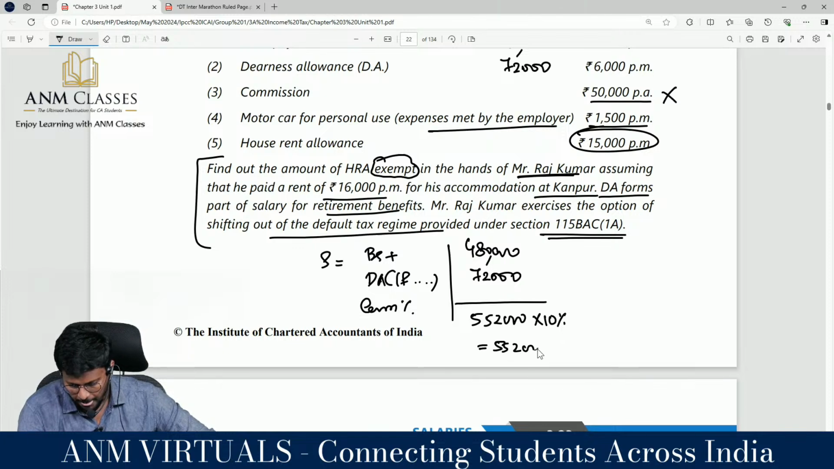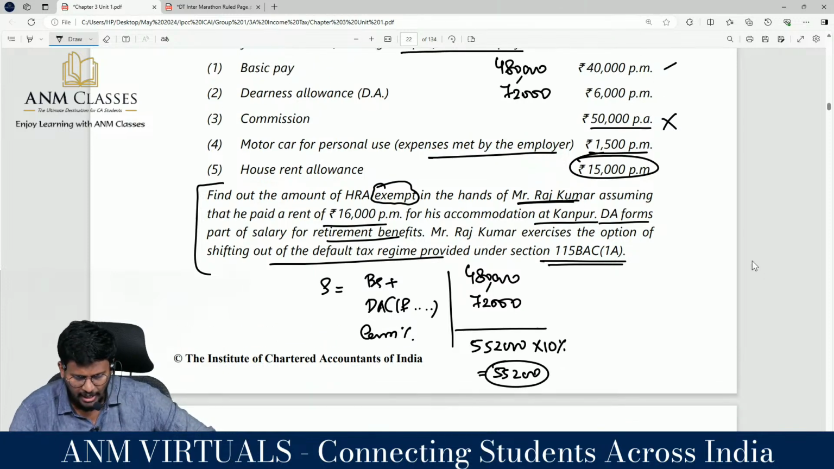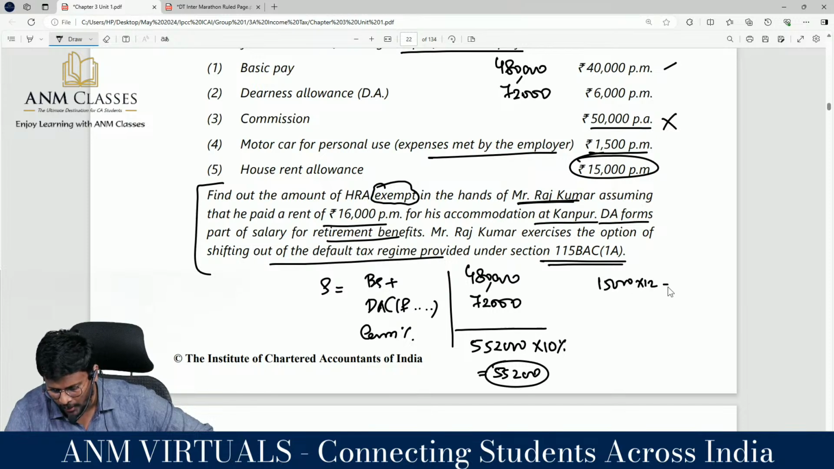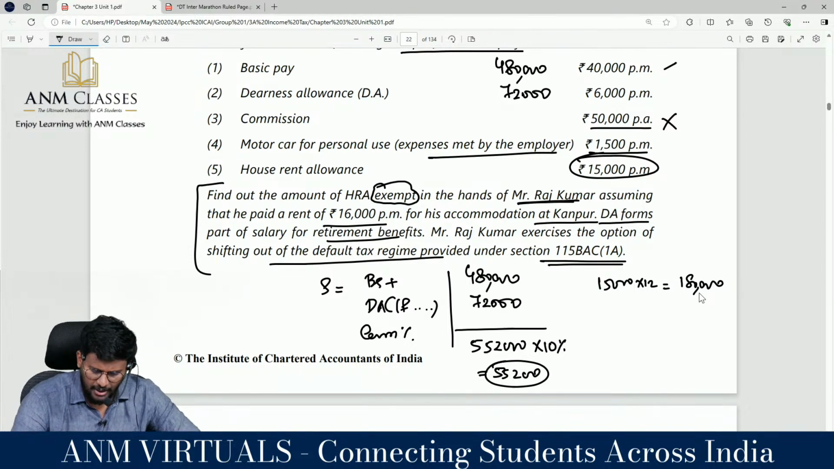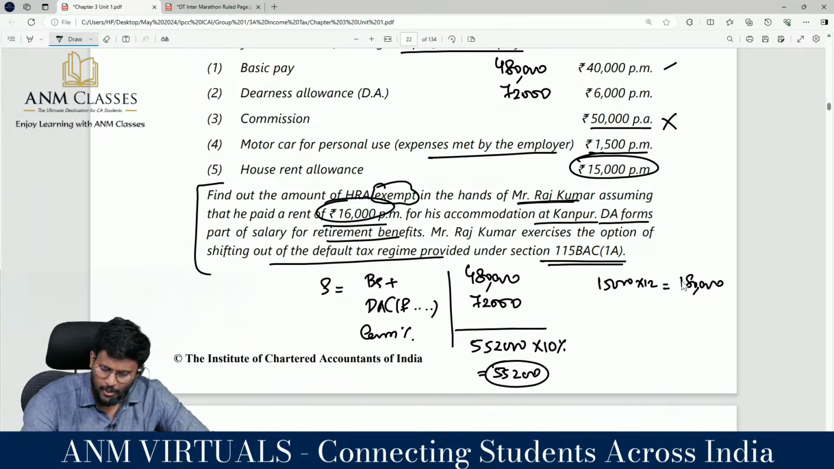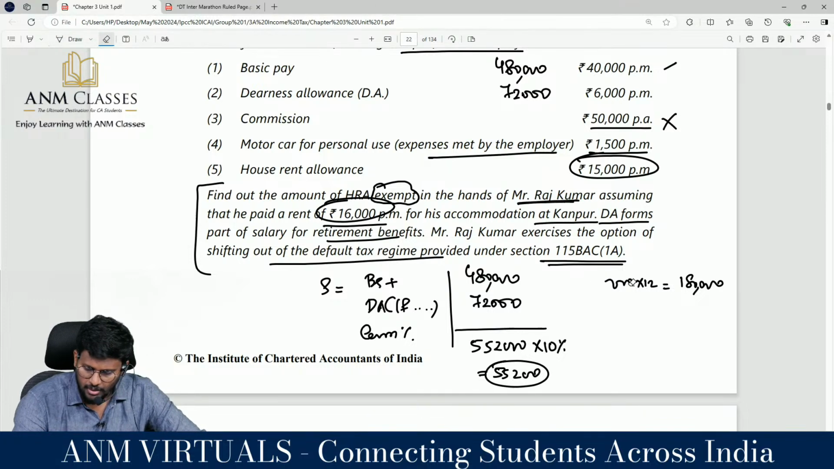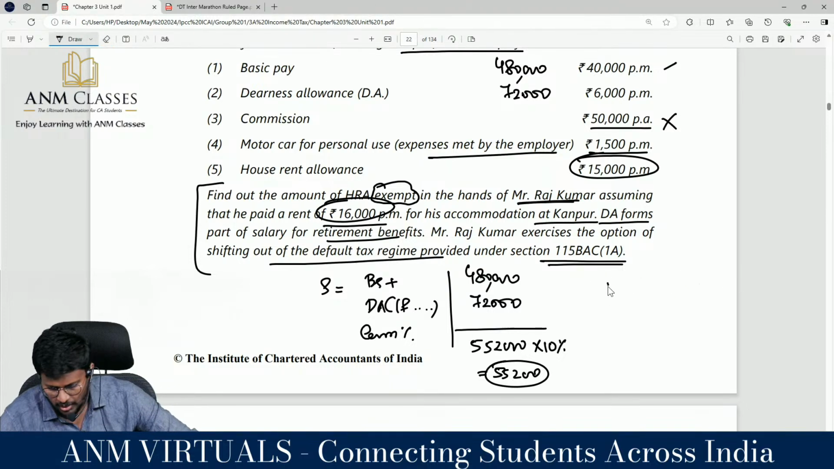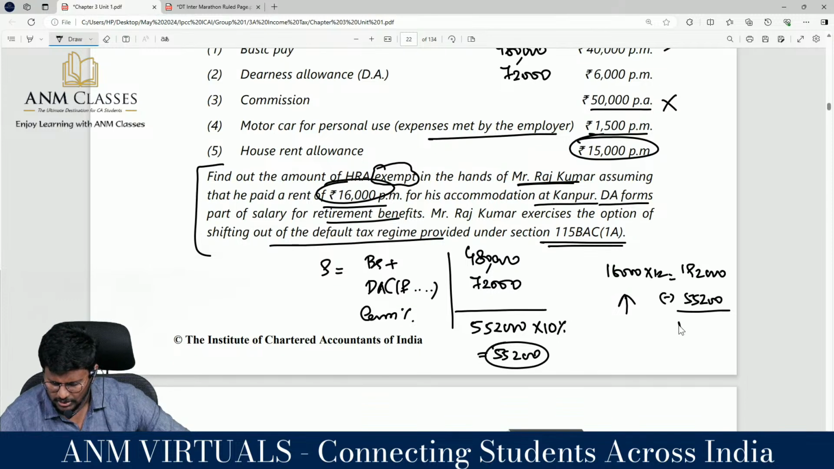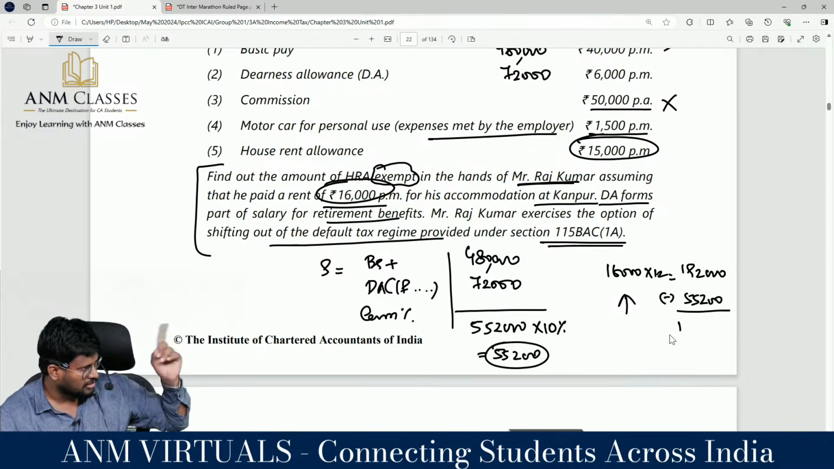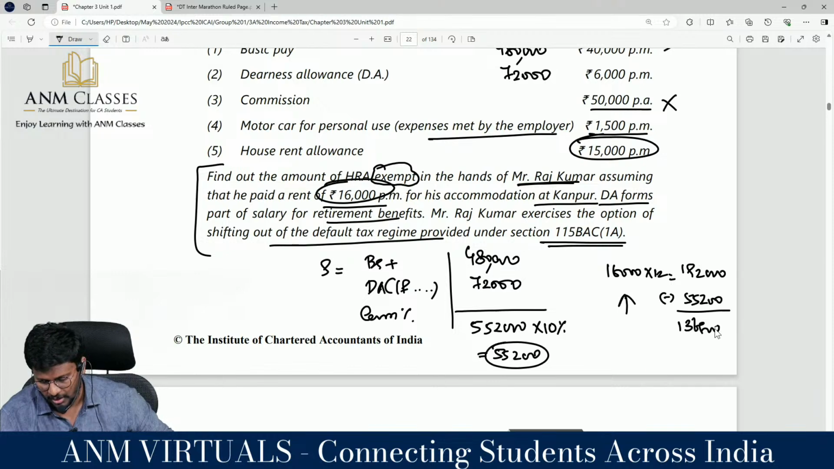I should know the rent paid. 15,000 into 12 comes to... what is the rent paid? 16,000 into 12, yes, sir. Comes to 1 lakh, 16,000 into 12, 1 lakh. Correct? Yes. I want rent paid in excess of 10% of salary, minus 55,200. 1 lakh minus 55,200, 36,800 is the first number.